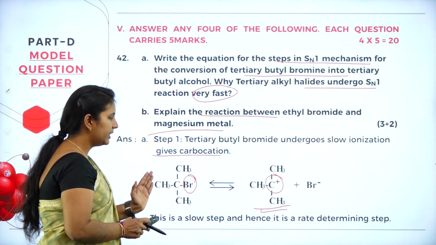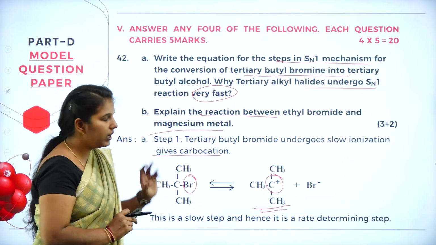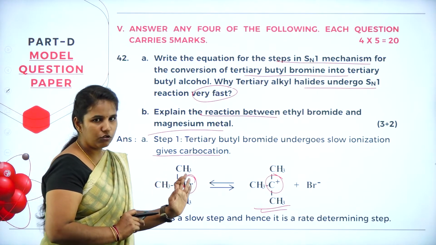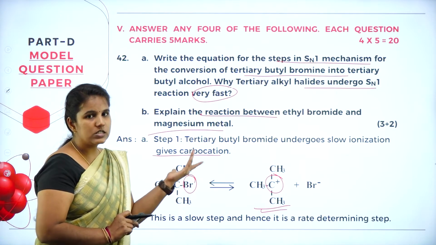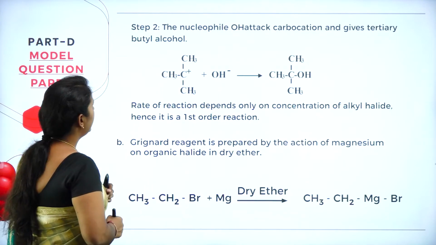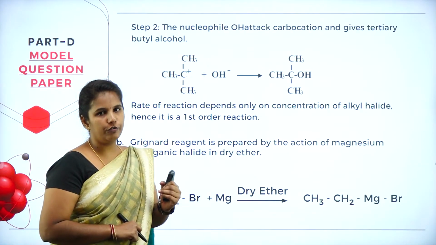So you have to say that the first step is the formation of carbocation, where tertiary butyl bromide loses its halogen group and becomes a carbocation, and this is known as the rate determining step because it is a slow step. In the next step, you have to show the attack of the nucleophile.